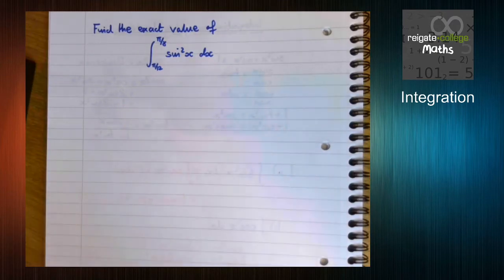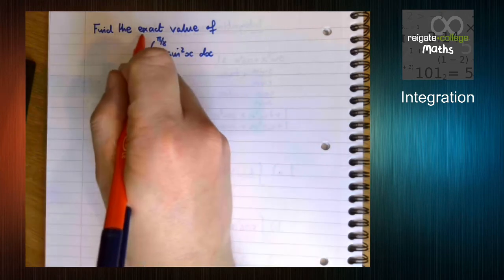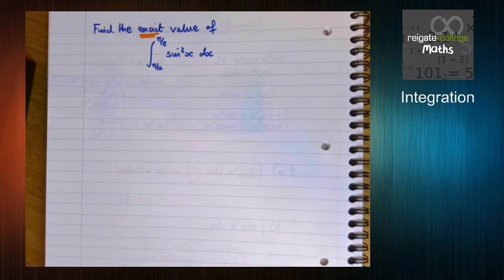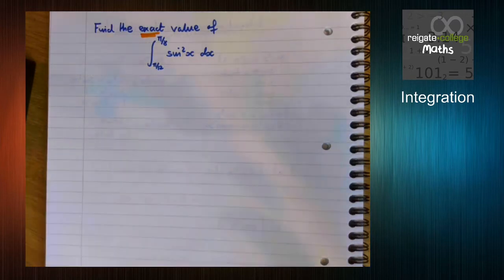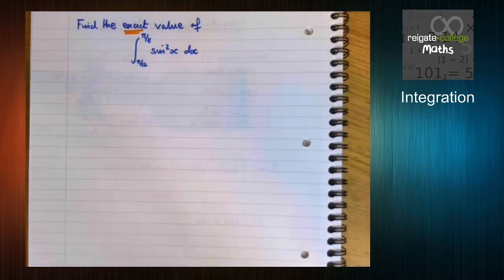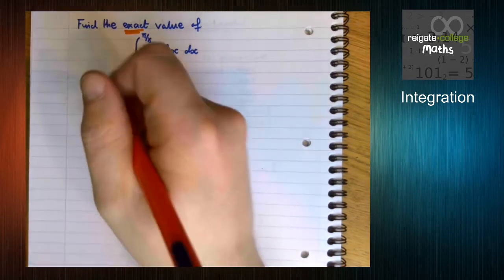So here we go. Find the exact value of the integral of sine squared x evaluated between pi over 12 and pi over 8. So don't forget, exact value is important. That means that our answer is going to have pi's in, or surds in, maybe a bit of both. But on the whole, this problem works exactly the same way as the previous one.